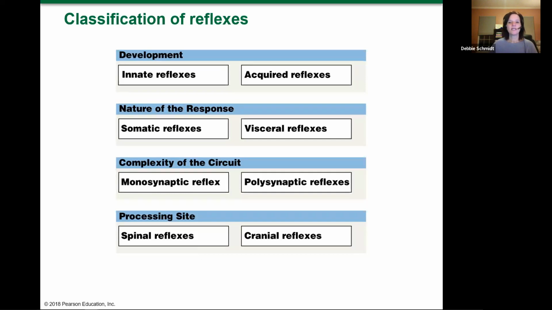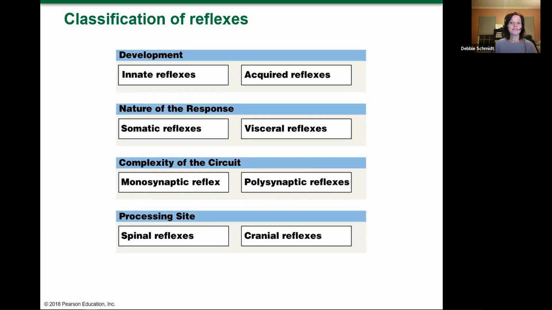All right, we can classify them based on the complexity of the circuit. Now we have monosynaptic or polysynaptic. A monosynaptic reflex is the simplest, fastest of the reflex arcs. It is basically a sensory neuron coming into the spinal cord and synapsing directly on the motor neuron and taking the message back out. We don't check with the brain at all, okay? These are simple reflexes and they're very fast this way.